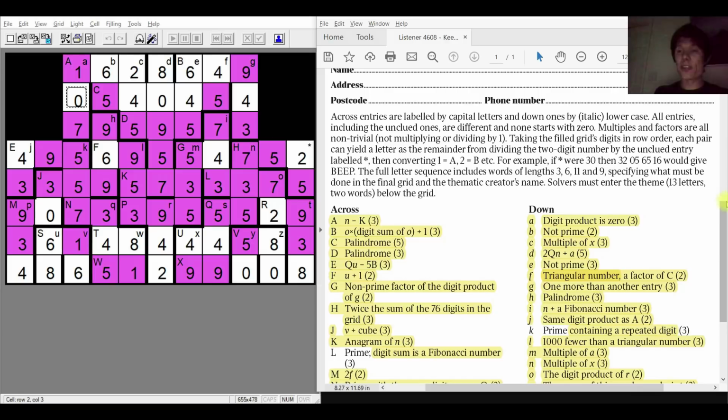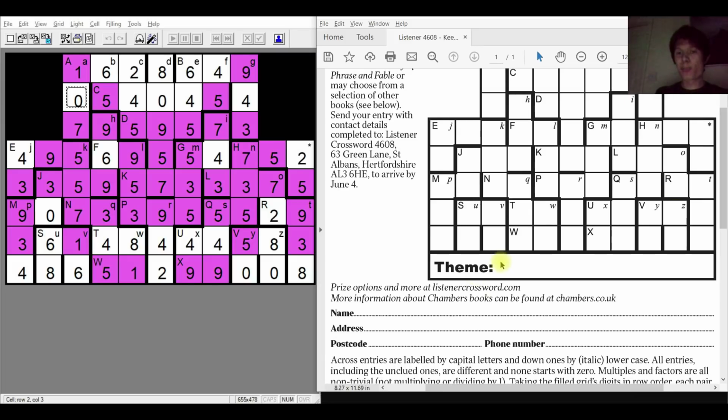And just going back to the instructions one last time, we can see that we need to enter the theme, 13 letters, 2 words under the grid. So Space Invaders is the final part of this puzzle, and that goes under the grid just there.